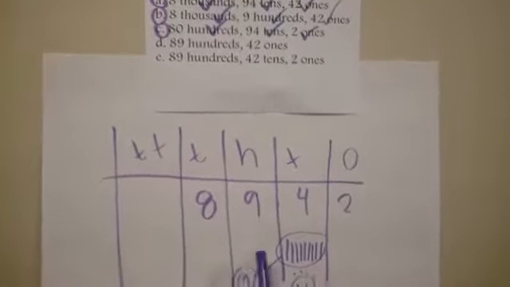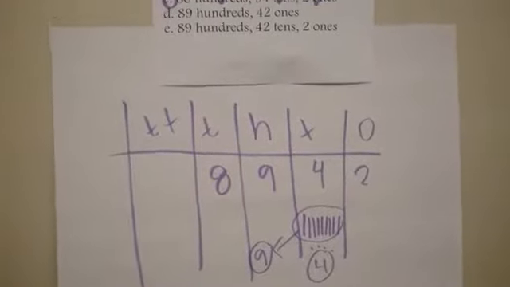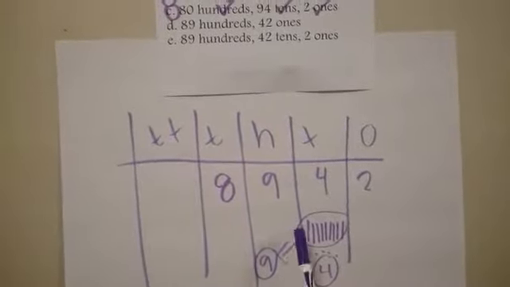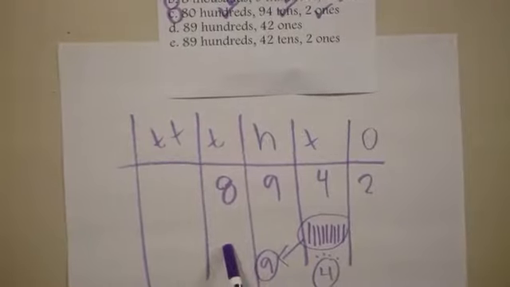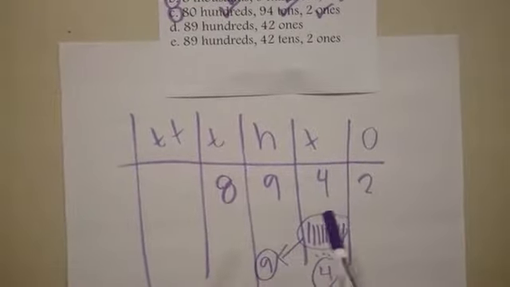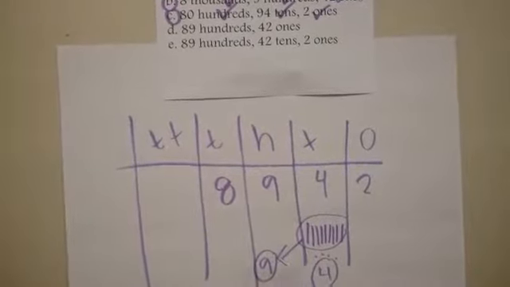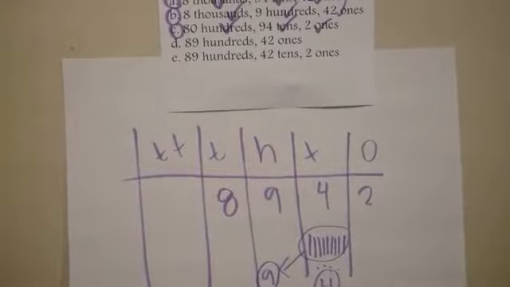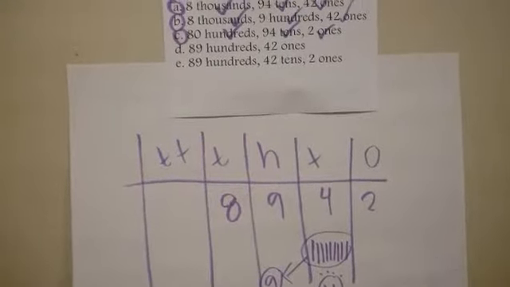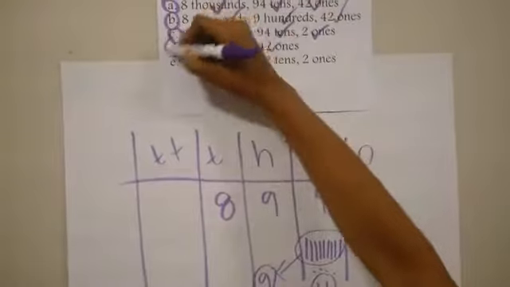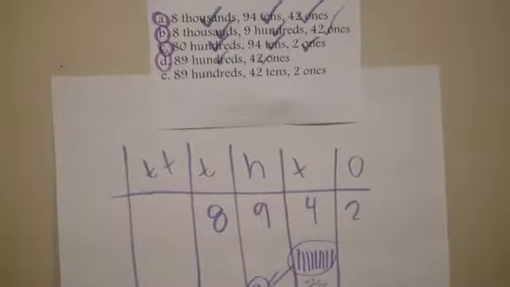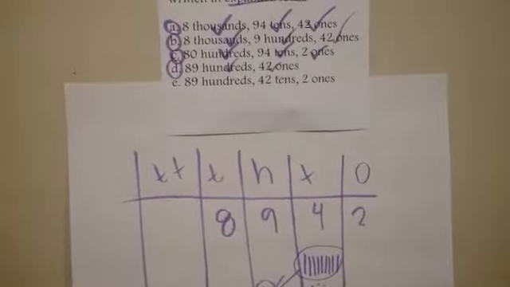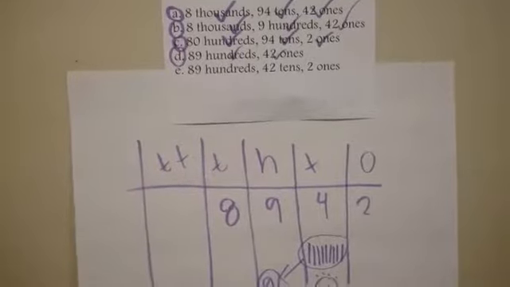Now, let's look at the next one. 8900s. Do we have 8900s? If I had 8900s, I would have to bundle over and have 8,000s, and then what would be left? 900s, because I would have moved 80 of those hundreds over and turned them into thousands. Do I have 42 ones? Yes. All right, let's look at our last one. They all work.